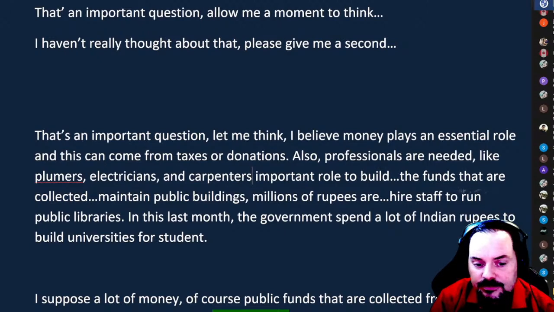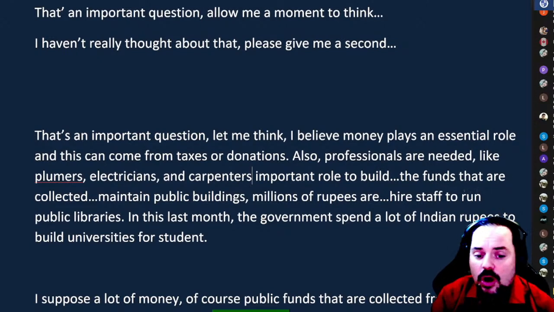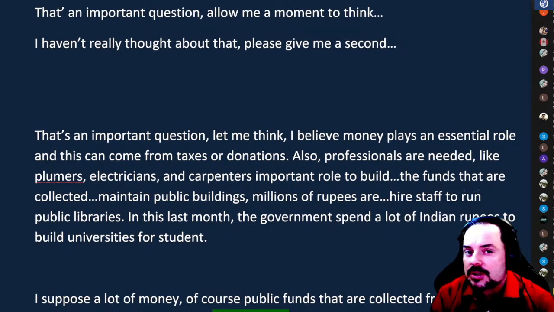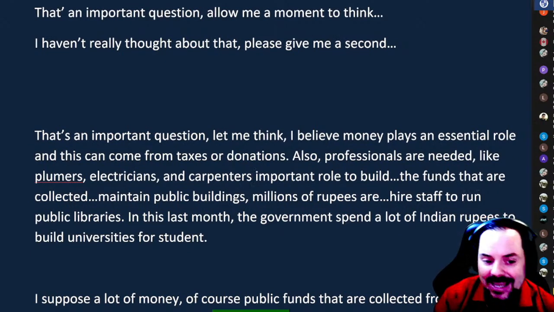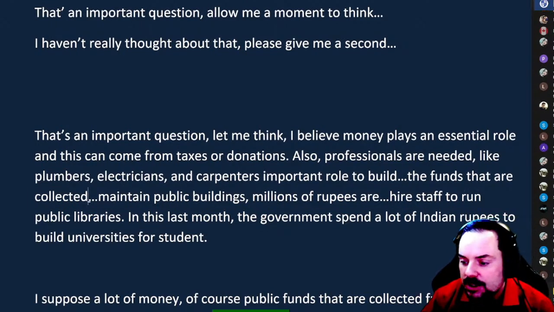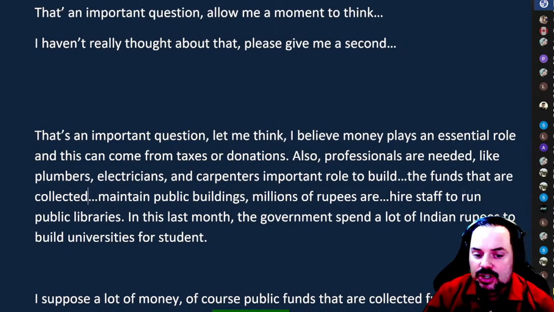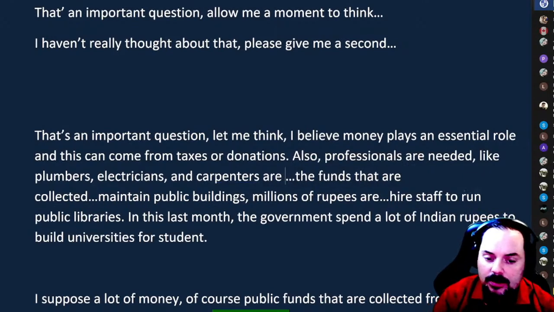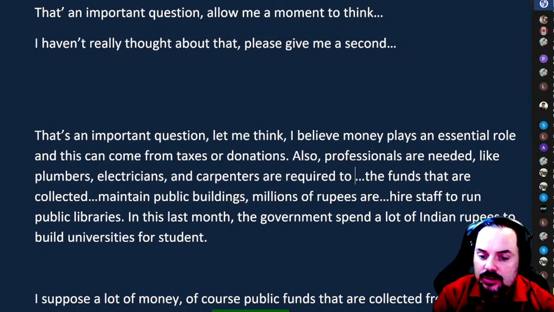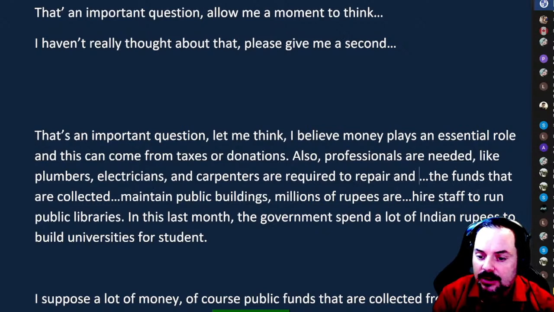Teachers are not for schools. Yeah, that's for operations, right? But careful, the question is more for maintenance. So you want to focus on the question, right? It's not for operating these buildings. It's for maintaining these buildings, right? So you want to focus on that, okay? So electricians and carpenters are required to repair and construct.